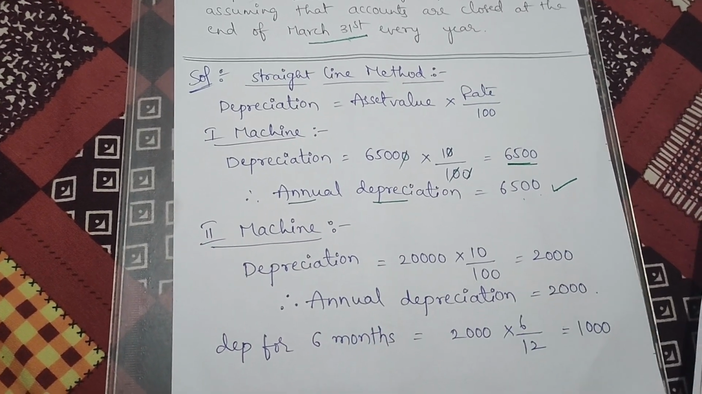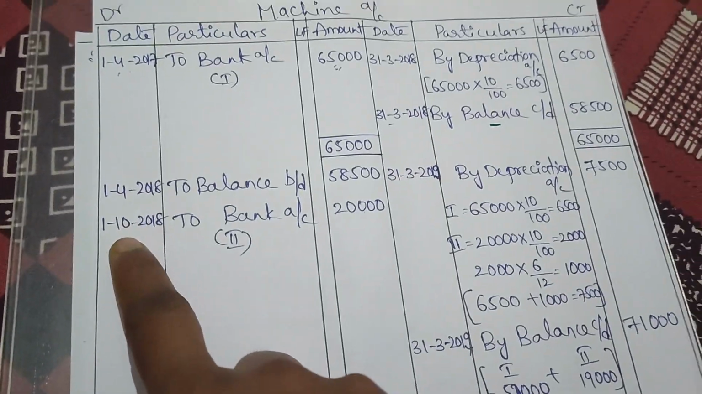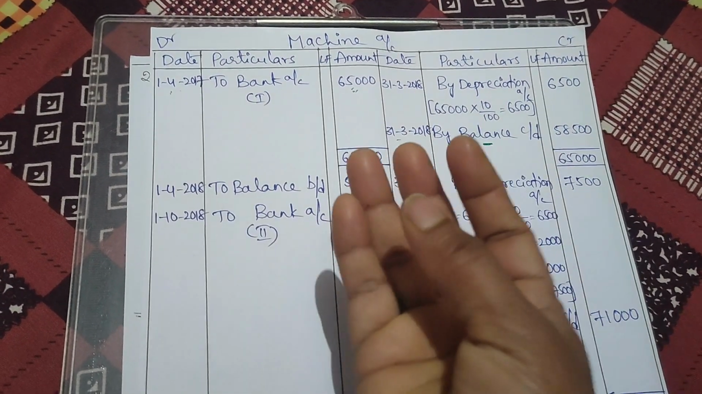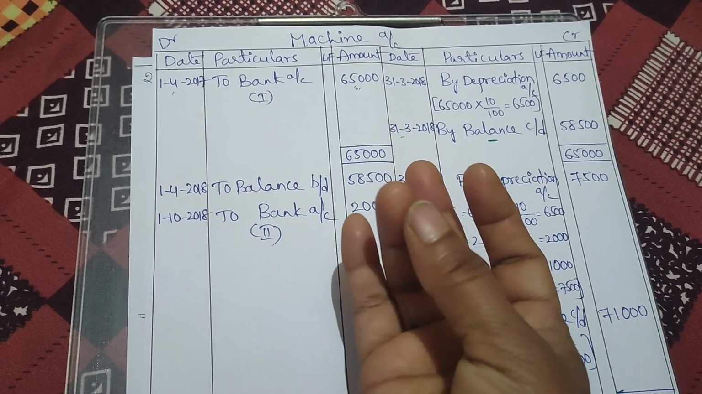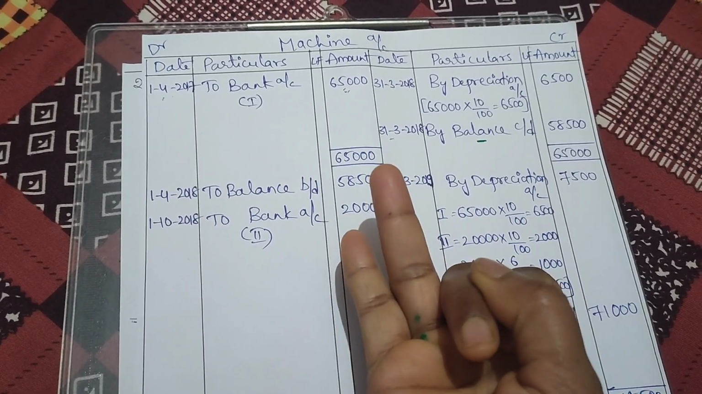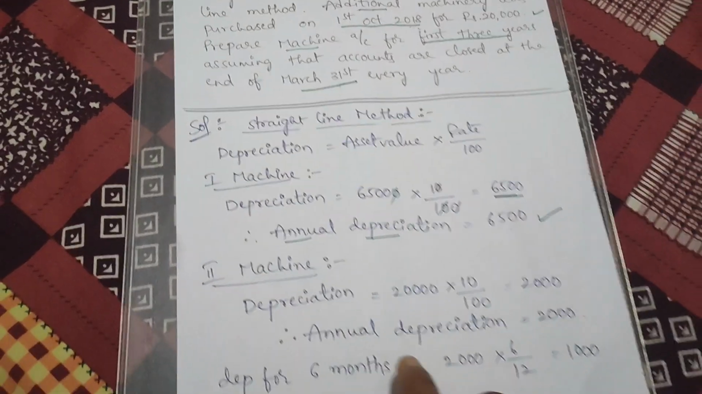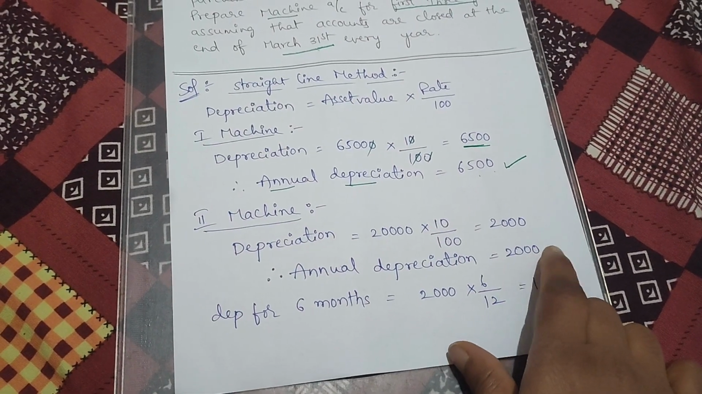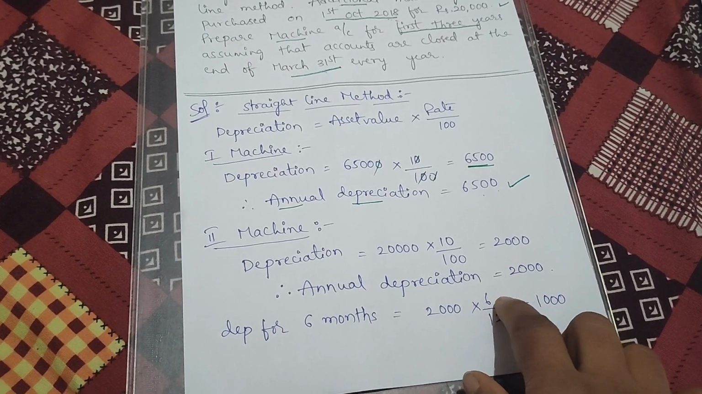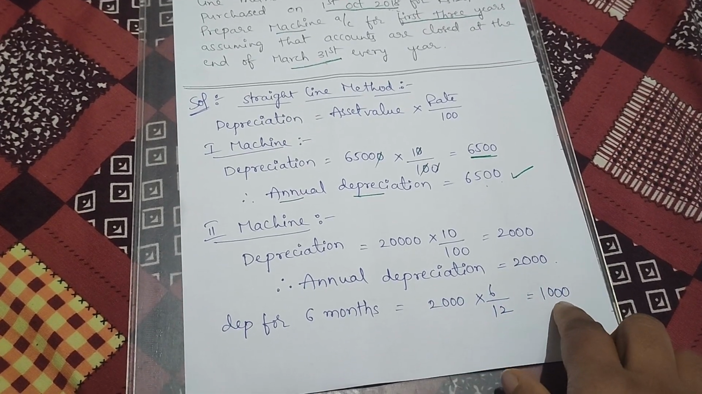But the machine is not used for 12 months here. When they are purchasing on 1st October 2018, October to 31st March: October, November, December, January, February, March. So only 6 months are there, so we should provide depreciation for only 6 months. One year depreciation is 2,000. Depreciation for 6 months is equal to 2,000 into 6 by total months, 12 in 1 year. If we do this calculation, we get 1,000.